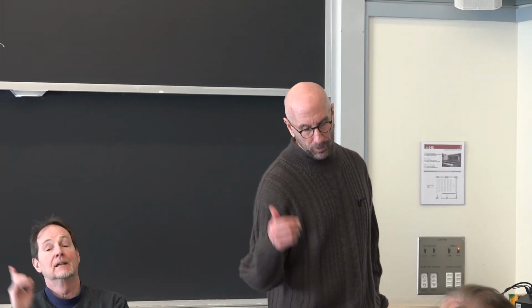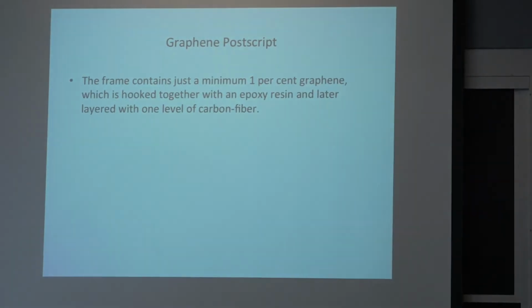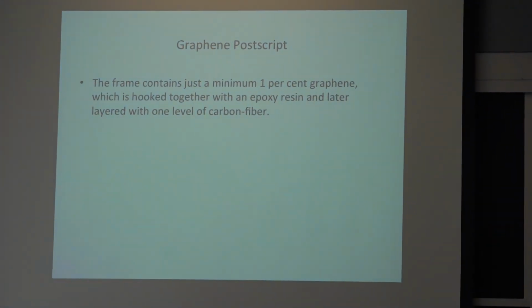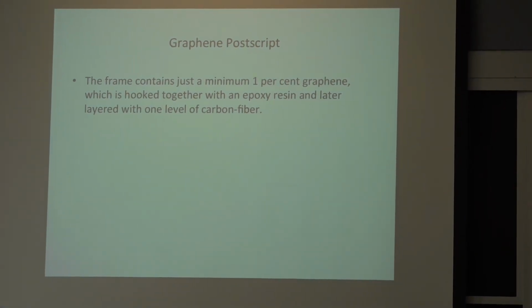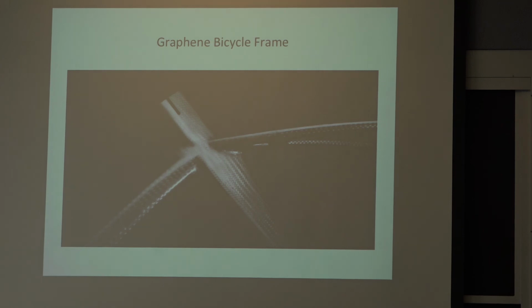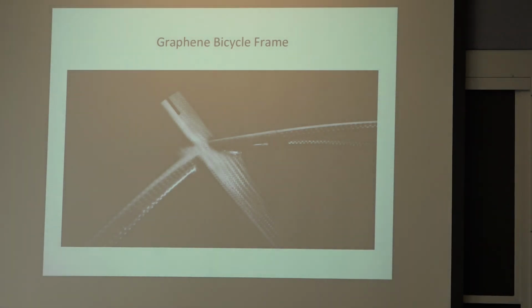In the particular case of the bicycle, one of the bicycles I have just been talking about, is about 1% graphene in the frame, and it's hooked together with epoxy resin and layered one layer over another, like a sandwich of carbon fiber. There's a picture of the actual frame. What you're actually looking at is the carbon fiber material that's laid down with the epoxy. The graphene is underneath it.